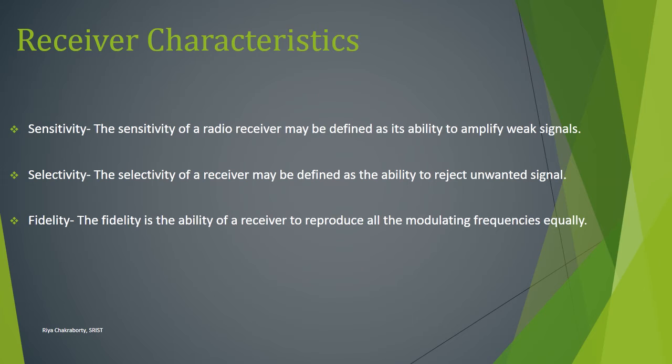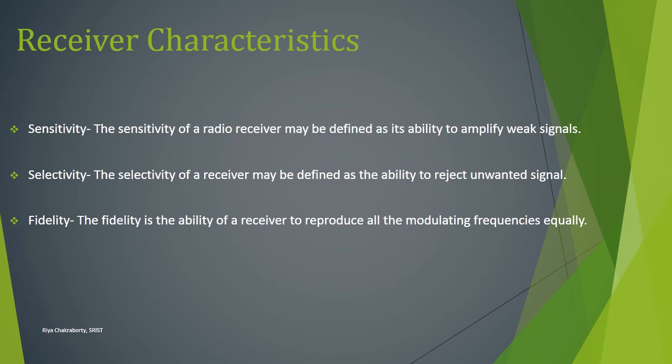So, the gain of the IF amplifier, the gain of the RF amplifier, and the noise figure of the receiver. Please remember it. And the next one is selectivity. The selectivity of a receiver may be defined as the ability to reject unwanted signals.